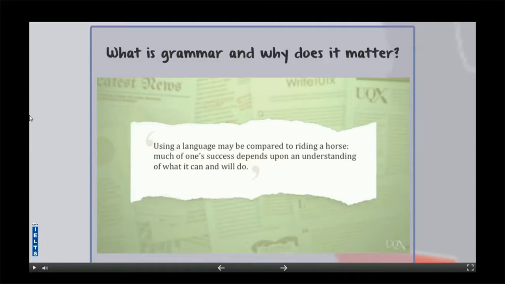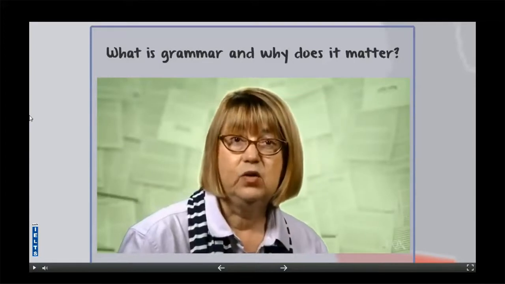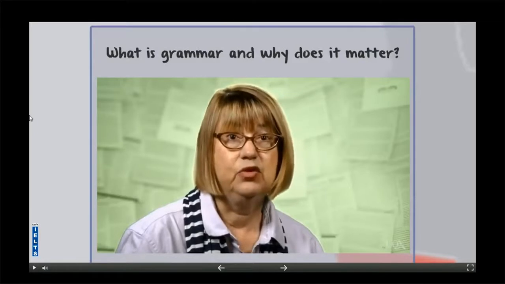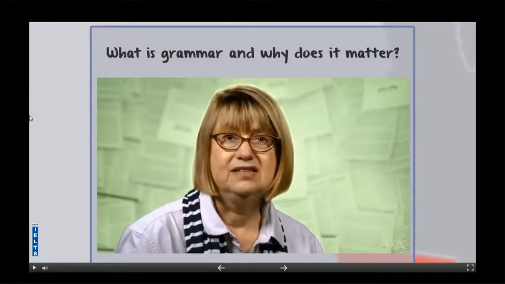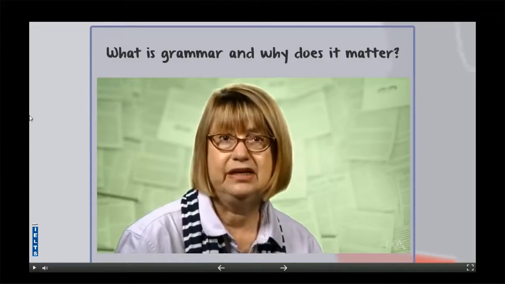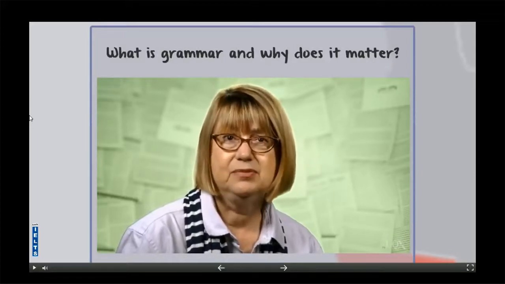Writing teacher Richard Weaver says, "Using a language may be compared to riding a horse. Much of one's success depends upon an understanding of what it can and will do." Knowing grammar can make you into a truly great writer. The basis of grammatical awareness is sentence sense, and this comes with reading. Poor writers cannot or do not read their own writing accurately or perceptively. They lack a reader's perspective.